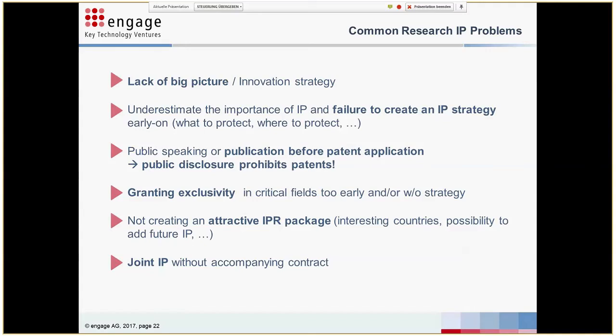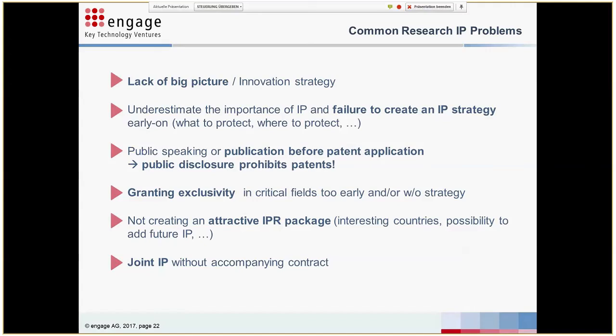Another typical problem for people from universities is that they are granting exclusivity in critical fields too early or without a clear strategy, because they are so happy that someone from the industry is actually interested in their technology that they are willing to accept almost every aspect of a deal. And we advise, please get the big picture. What would be other companies who could be interested? Would those other companies maybe be willing to pay more for your patent than the company who's asking for exclusivity?